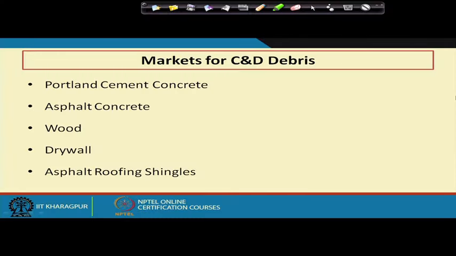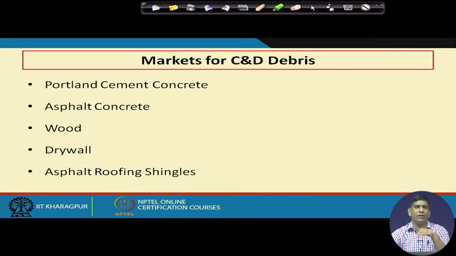Market for C&D debris, for each one of them: Portland cement concrete, asphalt concrete, wood, drywall, asphalt roofing shingles. There are markets out there. Asphalt concrete can be used back in asphalt. Wood can be used as a boiler fuel.